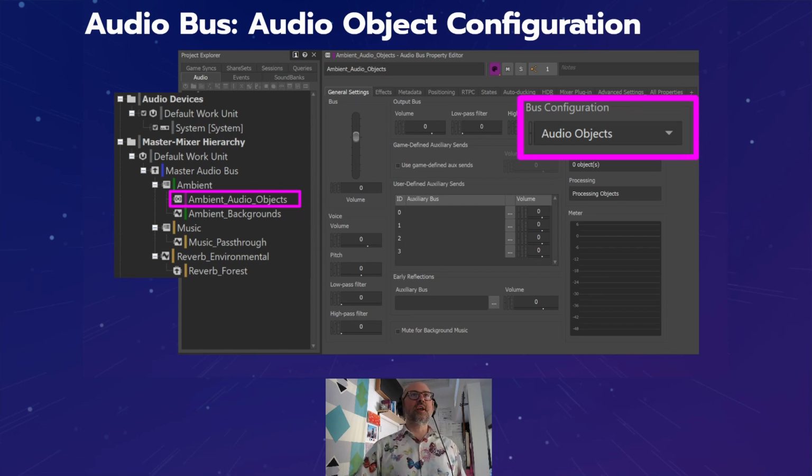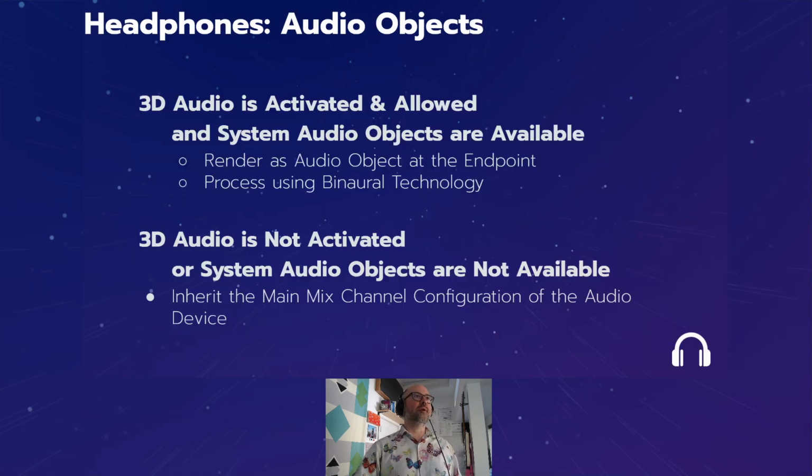So this new audio object bus configuration is in the master mixer hierarchy on an audio bus. And when 3D audio is activated and allowed by the system audio device, we have this idea of system audio objects. These are the audio objects available at an endpoint. When those are available for audio objects to be processed, they'll be rendered by the endpoint and processed using any binaural technology.